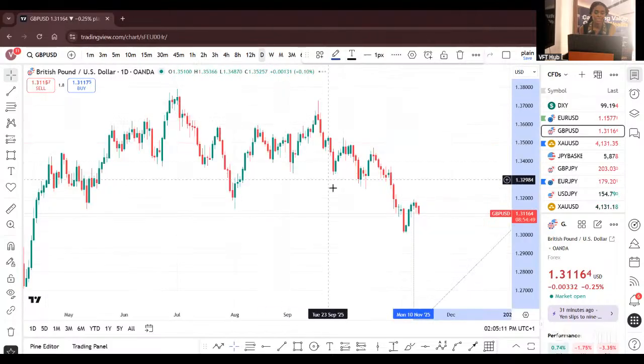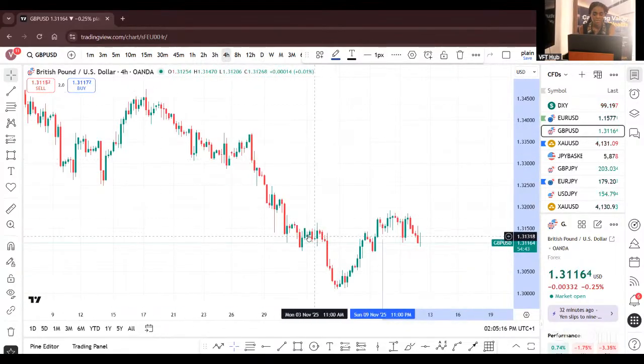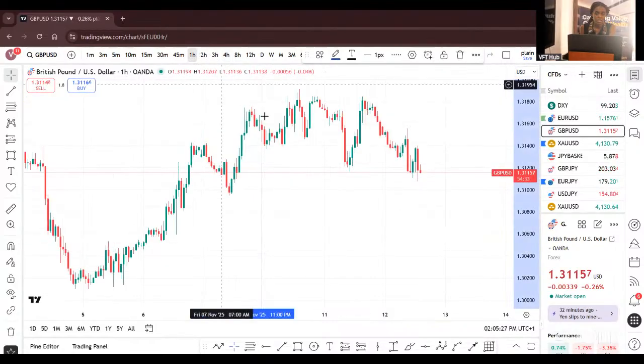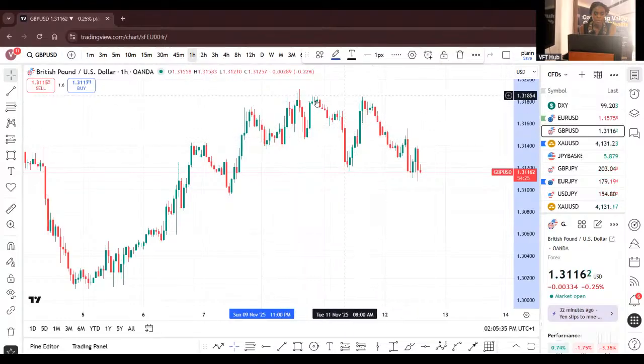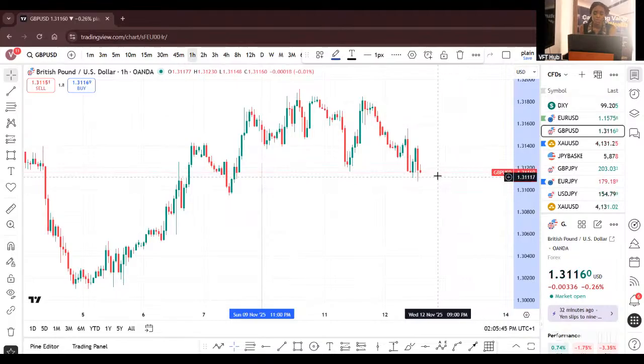Down to the daily time frame, structure is tending more to the downside. On the 4-hour time frame, we saw a clear of this liquidity right here at 1.31512, a sweep of that liquidity, whatever it's called. And on the 1-hour time frame, we saw that minor structure is to the upside, and then price failed to take out this high at 1.31812.